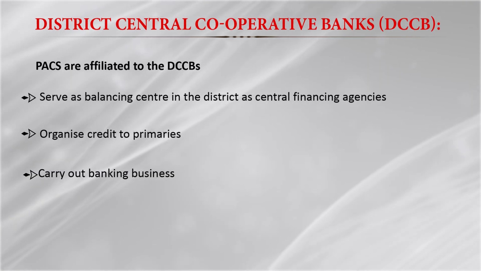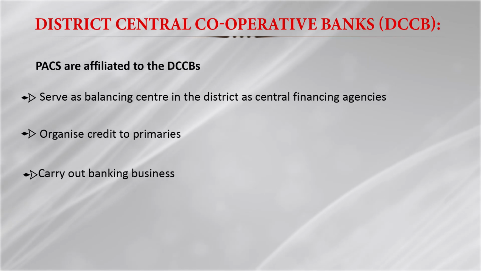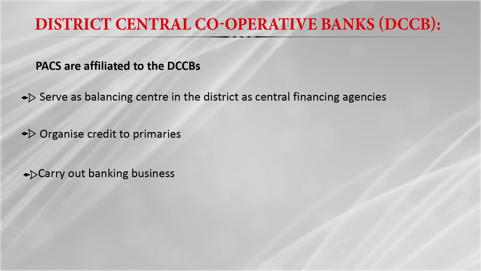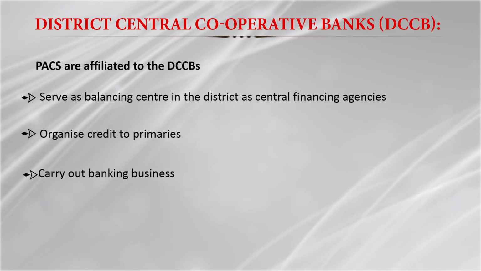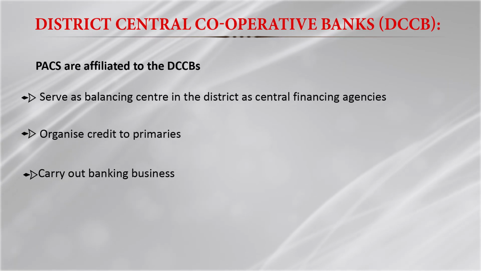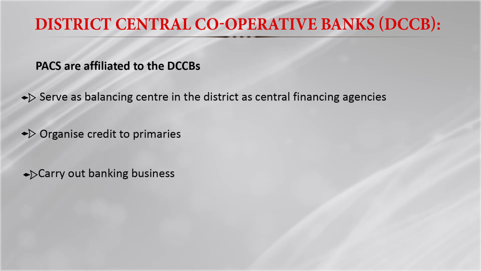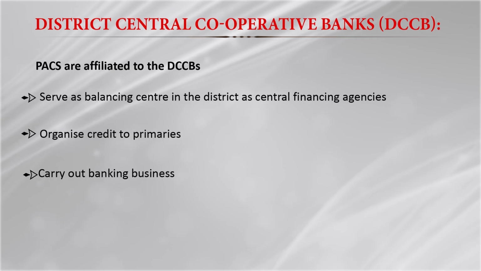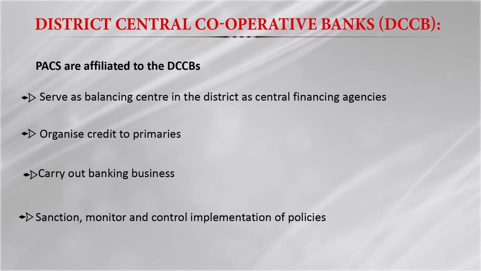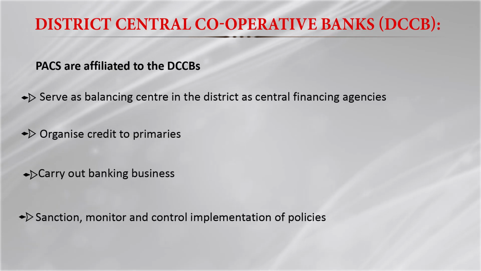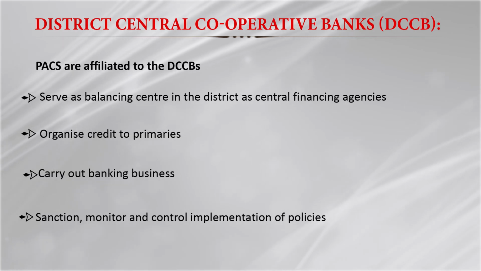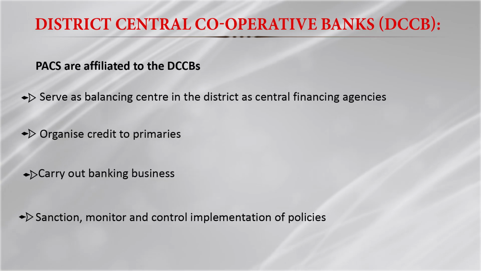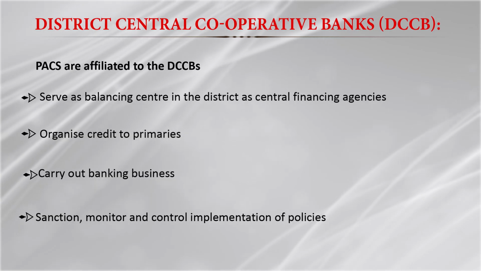One is the primary agriculture credit cooperative society, they are also members. There are individuals who are also members of the district central cooperative banks. So they provide loan credit to both the primary agriculture credit societies as well as the individual members who are members of the district central cooperative bank. And they sanction, monitor, and control implementation of the policy of the cooperative societies, and they monitor the activity of the primary agriculture credit society also.